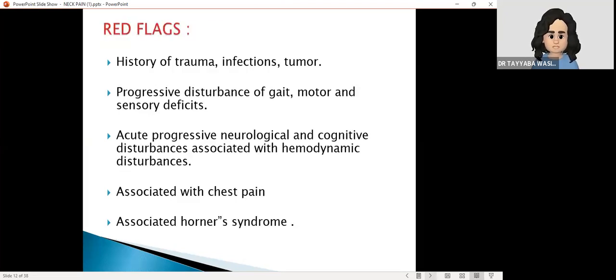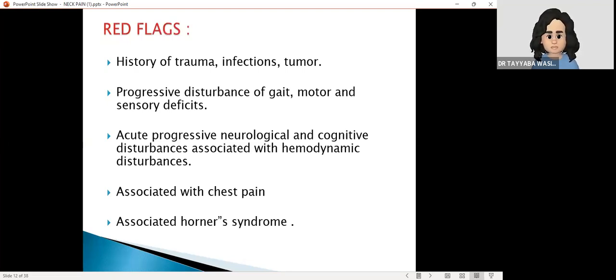Then comes the various red flags of the neck pain. The important red flags include the history of trauma, infections, and tumors, such as cervical tumors. Vertebral body fracture can be there, cord compression can be there, and fracture leading to an unstable cervical spine can be there. Another red flag is the presence of progressive disturbance of the gait, and motor and sensory deficits.